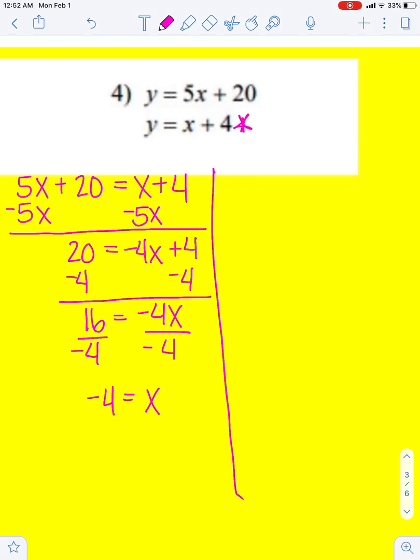So I'm going to use this equation right here. So I'm going to say y is equal to x plus 4, so negative 4 plus 4. That gives me y is equal to 0. So if x is negative 4 and y is 0, I have the point negative 4, comma 0.